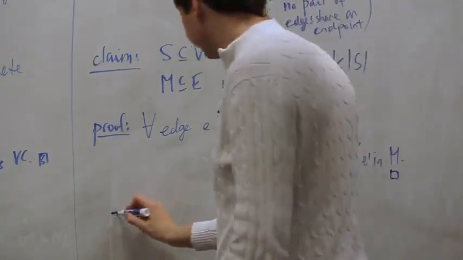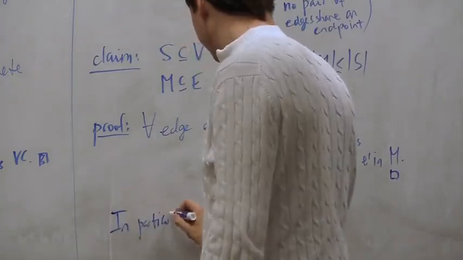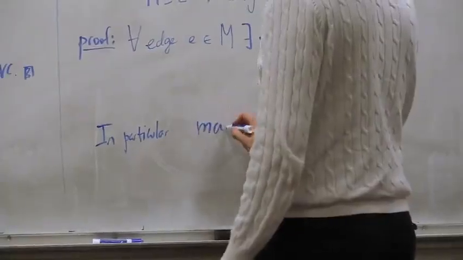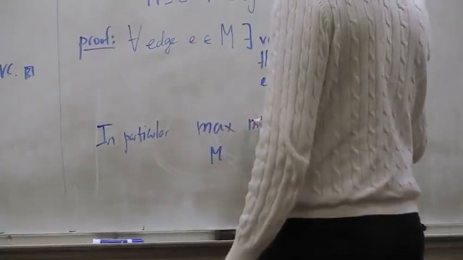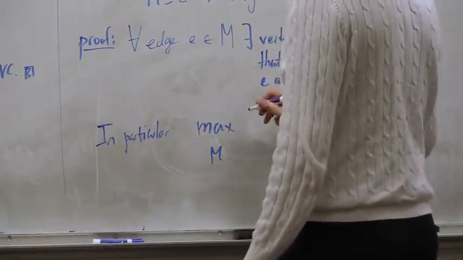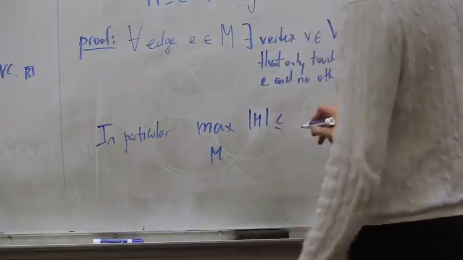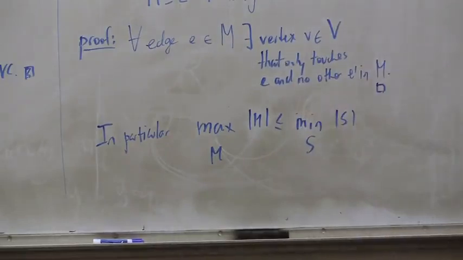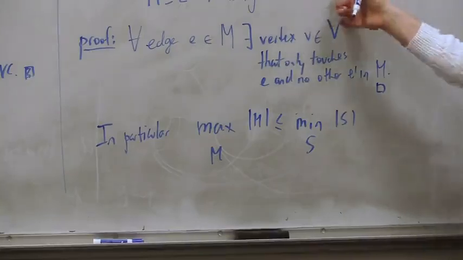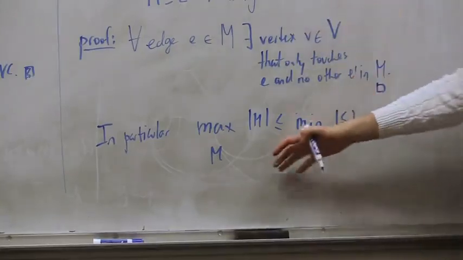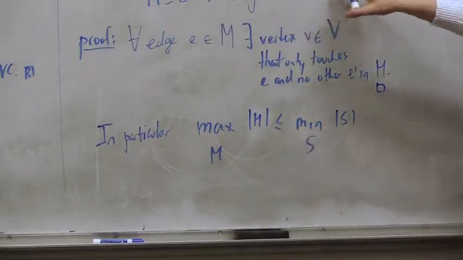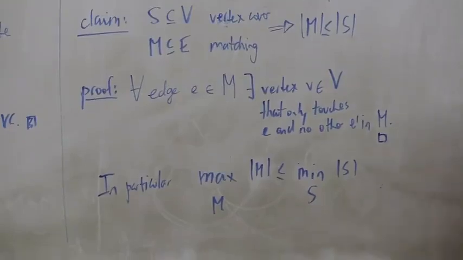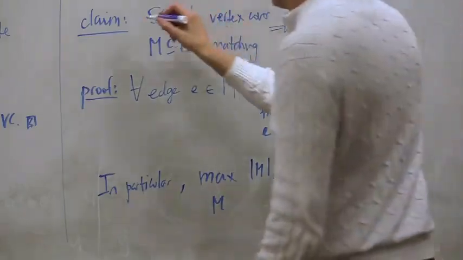In particular, we learned that the size of the maximum matching is bounded by the minimum across all vertex covers, because it's true for all matchings and vertex covers. So in particular, I can just look at the largest matching and the smallest vertex cover. All right. So here's the second claim. So it's called claim 1 and claim 2.